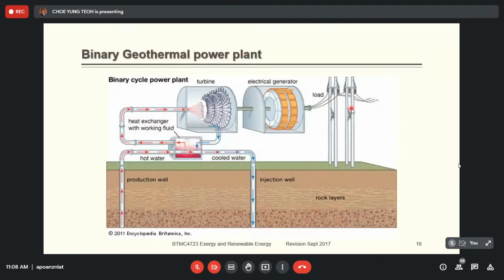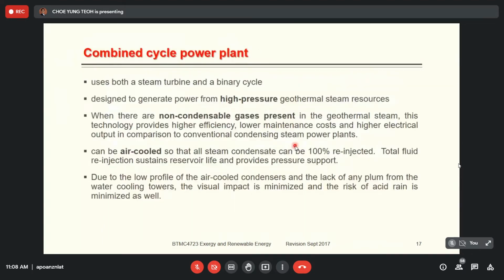Okay, so for low pressure, not high enough, you can only do it once. The pressure pushes for the second time. This one is used when the temperature is not very high, but the pressure is very high. So when we design a geothermal power plant, we need to check what kind of resources we have. We only depend on the temperature and pressure from the ground.